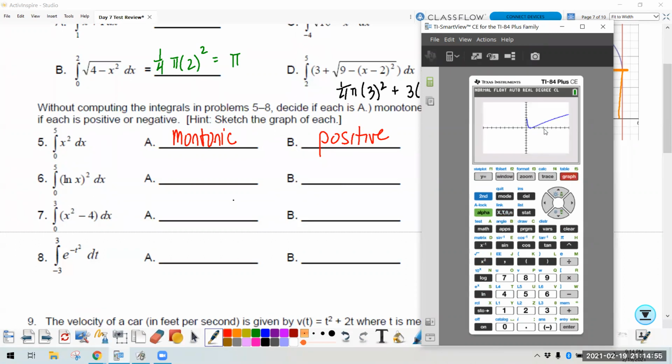Okay, so this one is 0 to 5. And it's not monotonic because we decrease and then increase. So not monotonic. Am I spelling that right? There we go. And it's still going to be positive. It's still a positive integral because all of this area is above the x-axis.